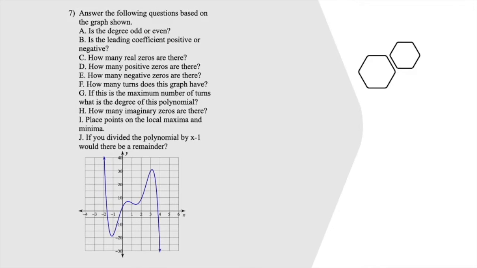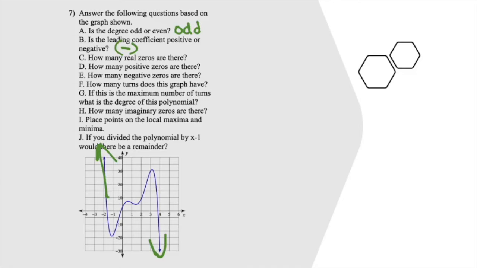All right, we're moving on to number 7. We've got letters A through J, and the first question is, is the degree odd or even based on that graph? And it's odd because they're going in opposite directions. We're going up that direction and down that direction. So does that make it a negative or positive leading coefficient? Negative. Negative because it's actually going downhill from left to right, so it's negative. I like to just put a negative there.